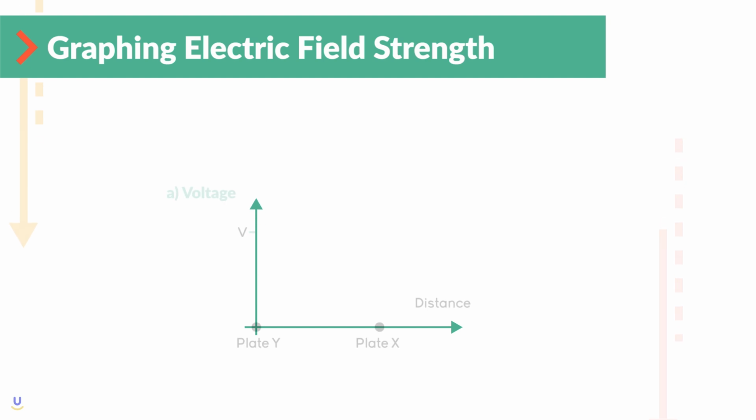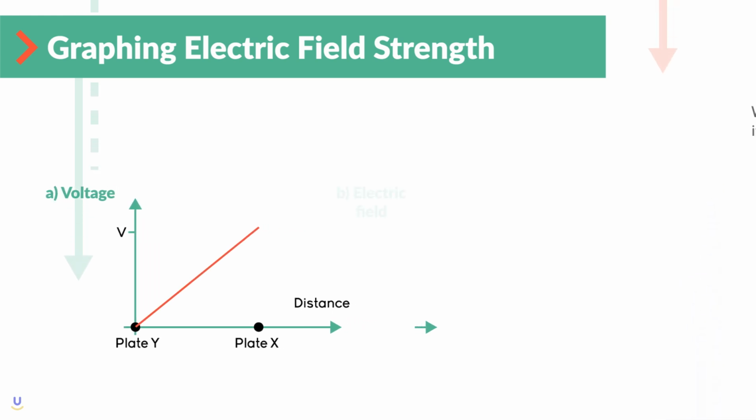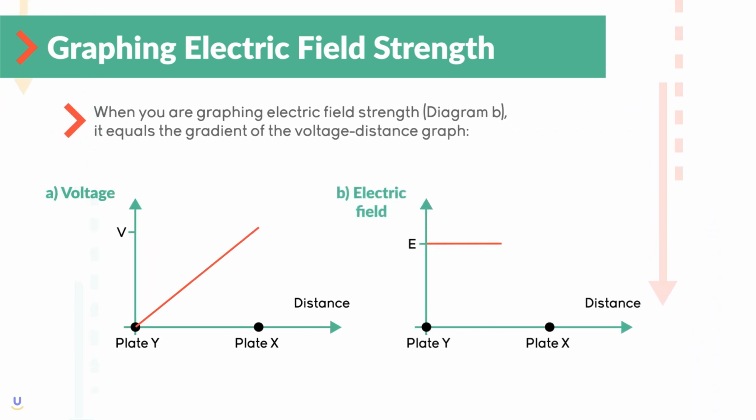A is a voltage distance graph. And when you are graphing electric field strength in B, it equals the gradient of the voltage distance graph, as shown here.